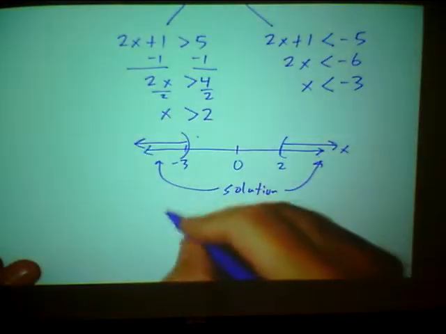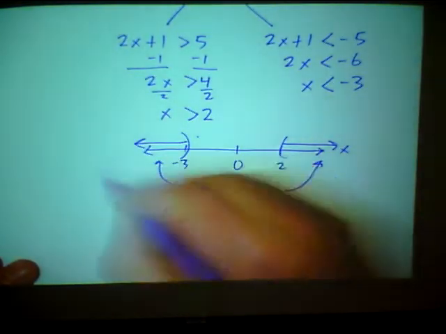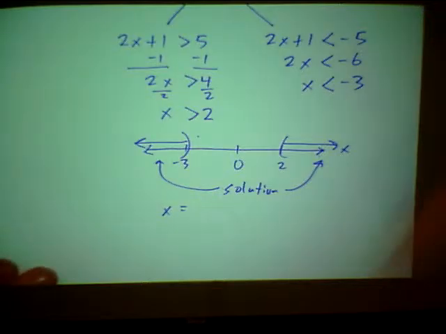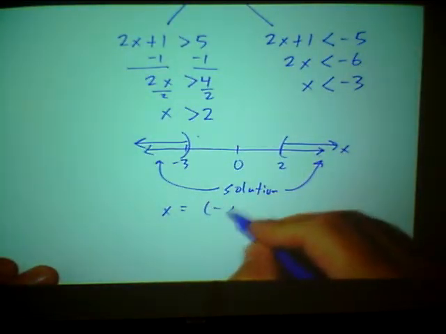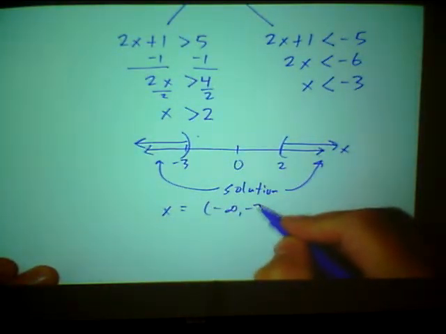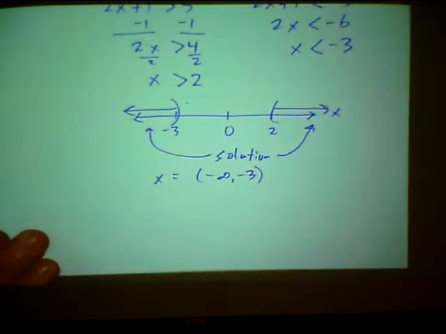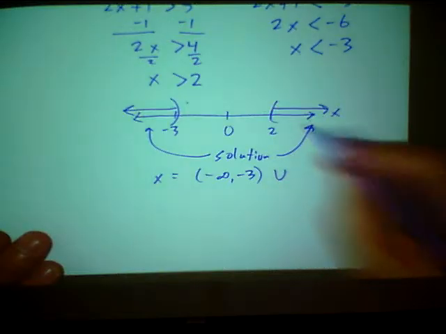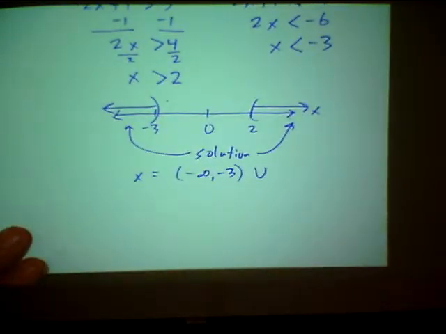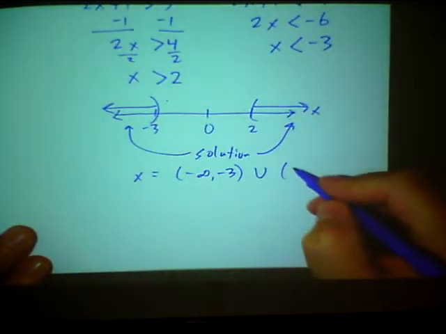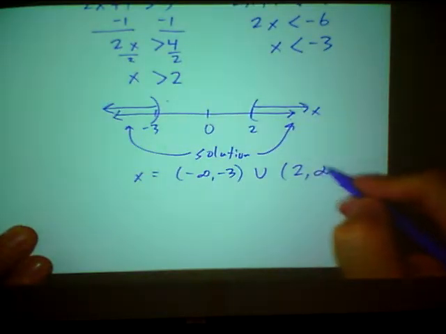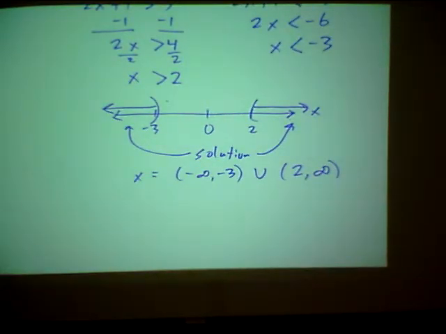The way we write that is, I write the first interval, the interval on the left, it starts at negative infinity, and it goes to negative 3 with a parenthesis, and I union it with the interval on the right, which starts parenthesis 2, and it goes to positive infinity. So there's the solution to that absolute value inequality.